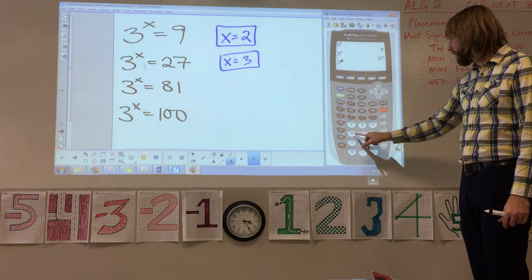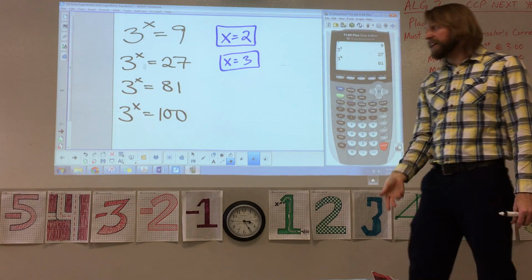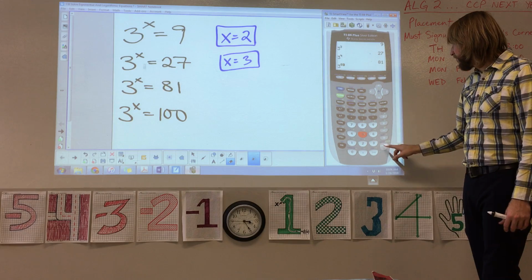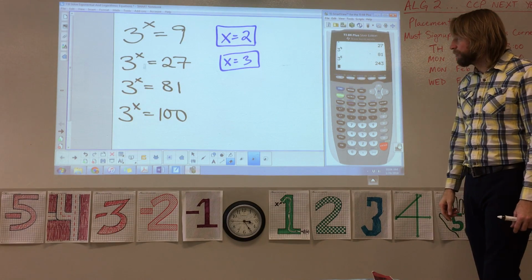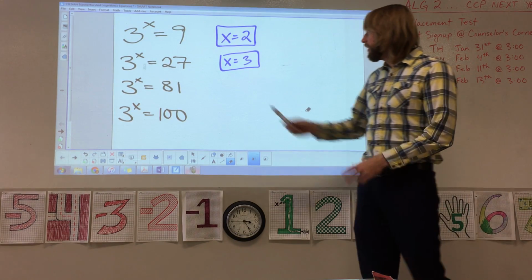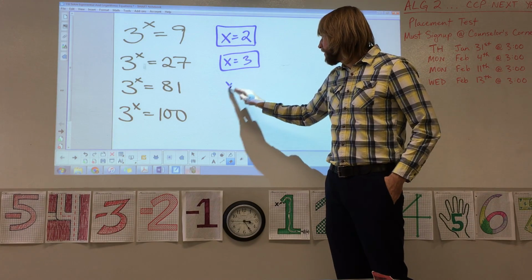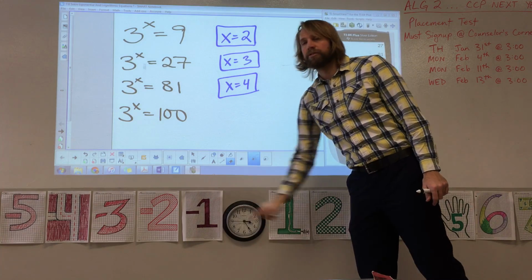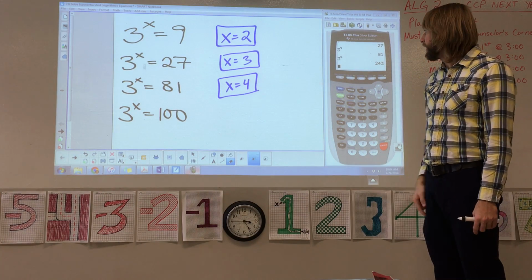3 to the power of 3 gives us 27. If we went 3 to the power of 4, that gives us 81. The next one is x to the 4. 3 to the power of 5, however, does not get us to 100. So we know that x is 2 there, x is 3, x is 4. But an x of 5 is too much for trying to get to 100.